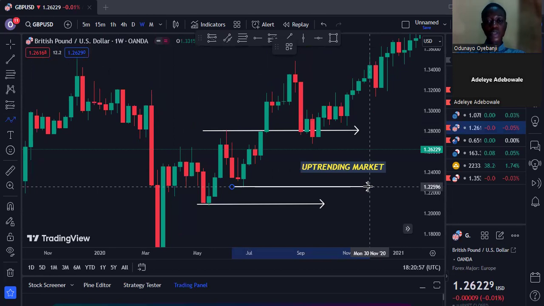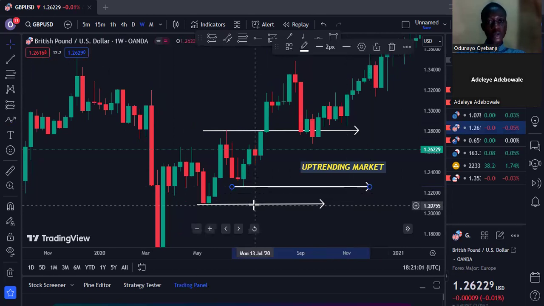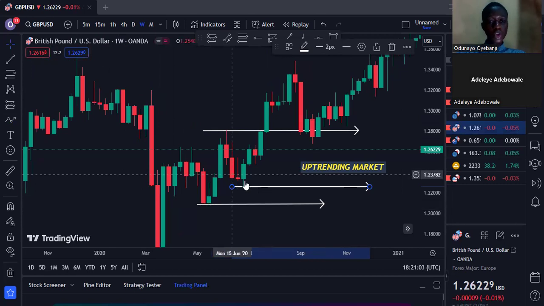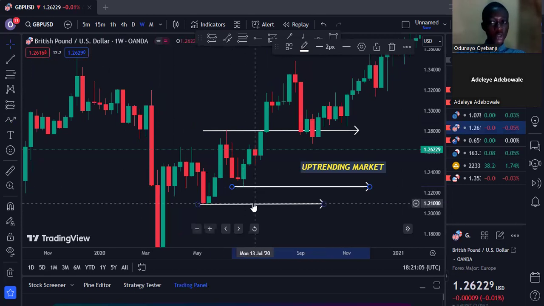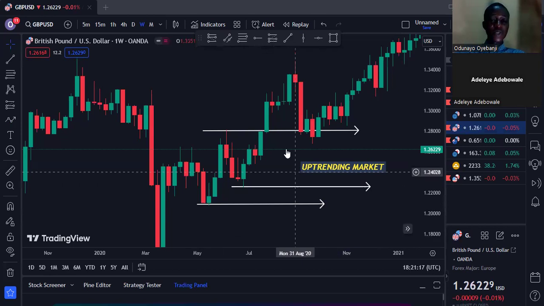Support. But this new support, is it as low as the previous one? No, very good. It's higher than the previous one. So we call it what? A higher low, right? A higher low. Very good.